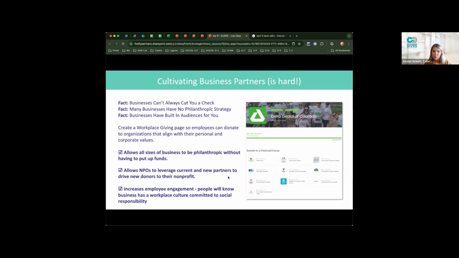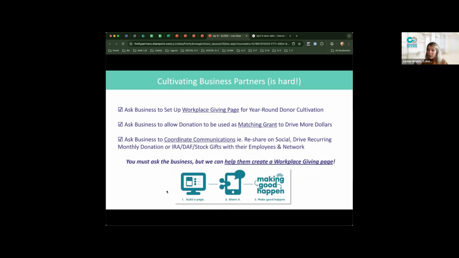It also increases employee engagement. So for the businesses themselves, this is great. They're looking more charitable. They have a plan. They're supporting nonprofits in the community in a really easy way with these online fundraising pages. It allows the employees and their audience to know the business has a workplace culture that's committed to social responsibility. And so these are just some of the many talking points that you can present to businesses as you're discussing where and how they're going to support you throughout the year.